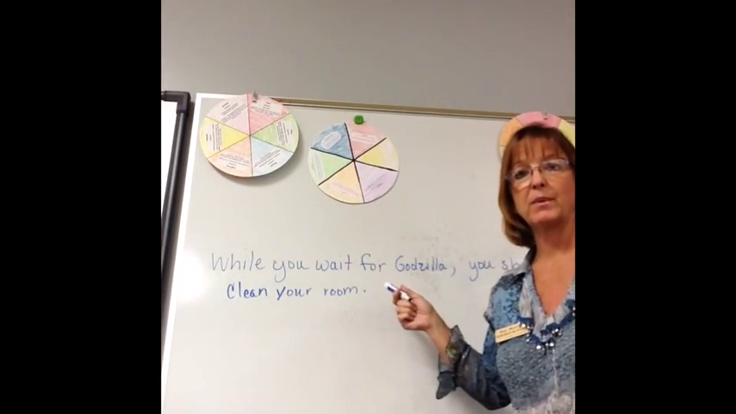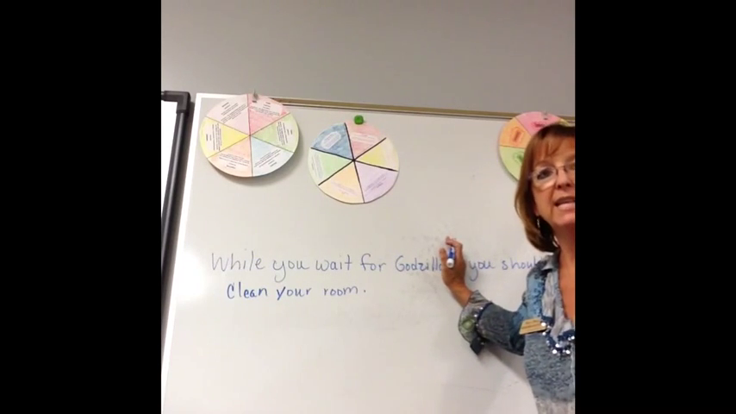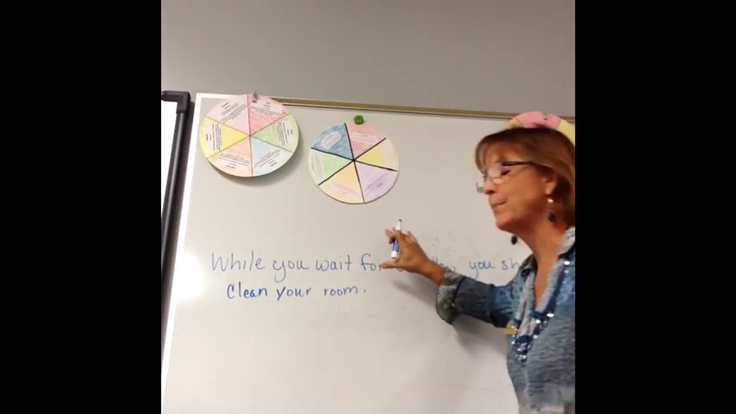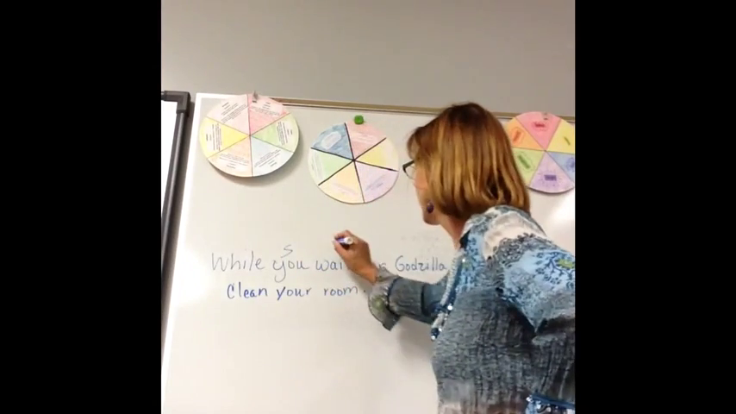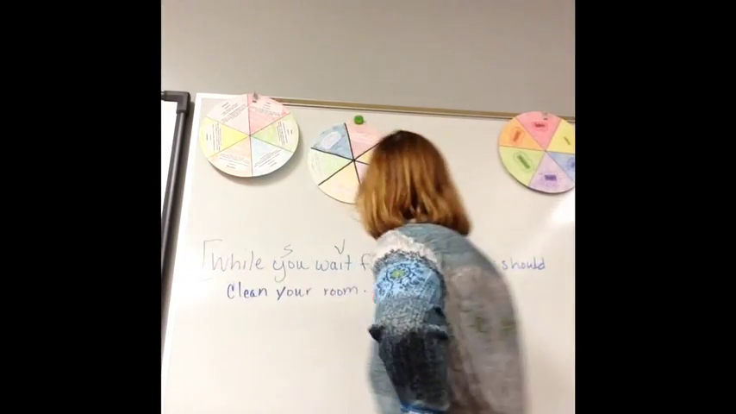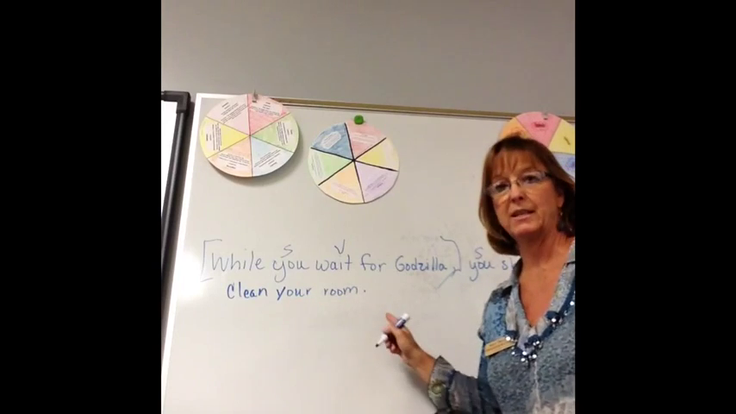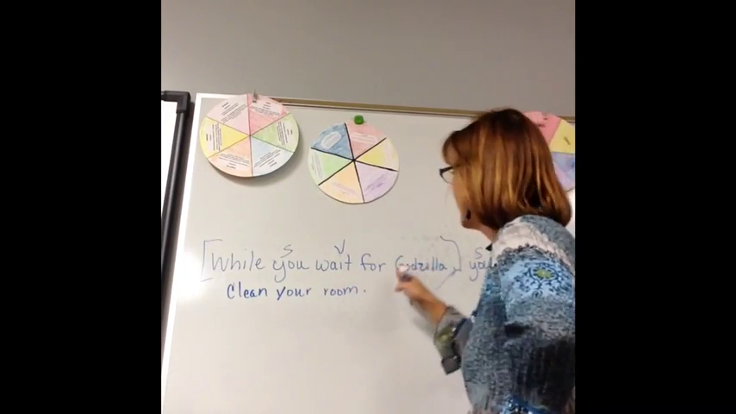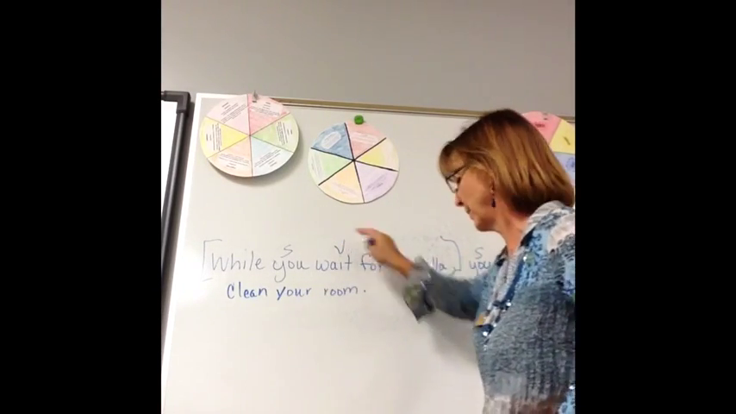This is a group of words at the beginning. If I just say while you wait for Godzilla, it doesn't have enough meaning on its own. So it's a dependent clause. It does have a subject. It does have a verb. So this makes it a clause. This is a subject and a verb. This is my independent sentence. So while you wait for Godzilla is a dependent clause with a subject and a verb.